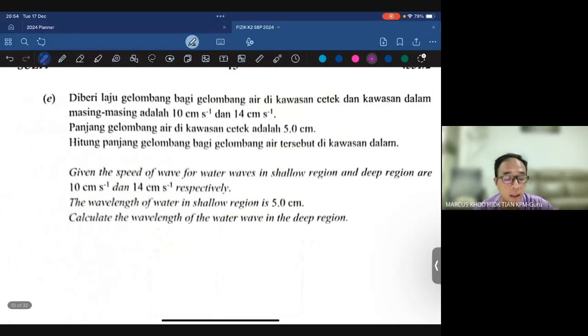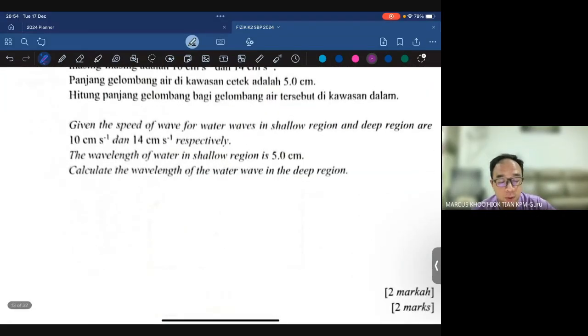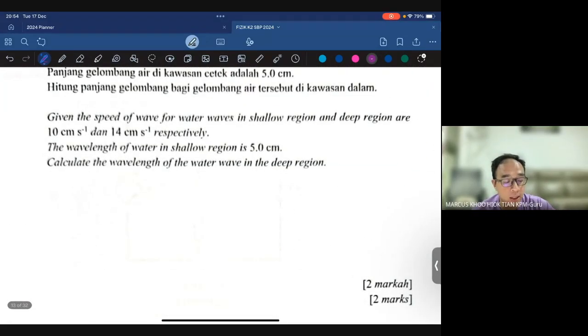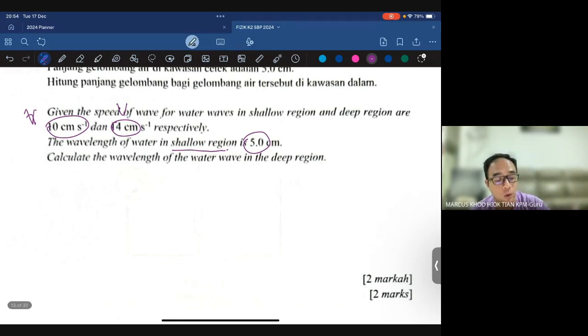Okay, question E. Given the wave speed for waterways in the shallow region are this. This is the wave speed V, and this is the wave speed like this. Wavelength in the shallow region is 5 cm. Just double check the units. Everything is in cm, so I think we're good to go. I don't think it's a very big deal. Calculate the wavelength of the waterway.